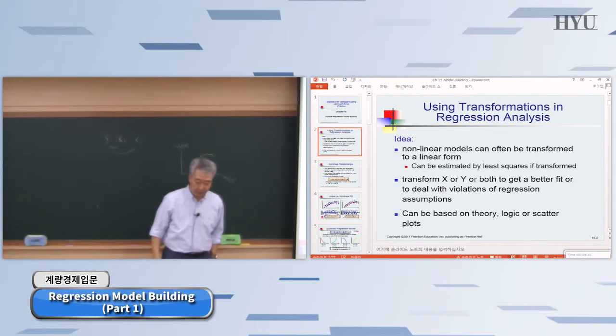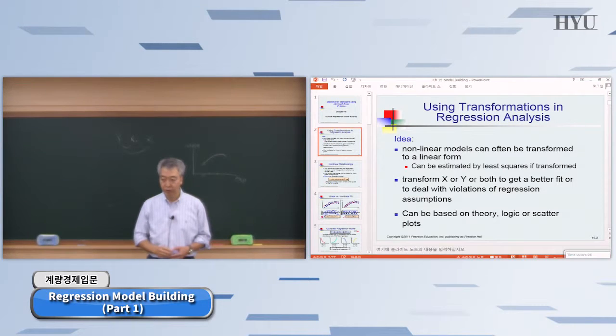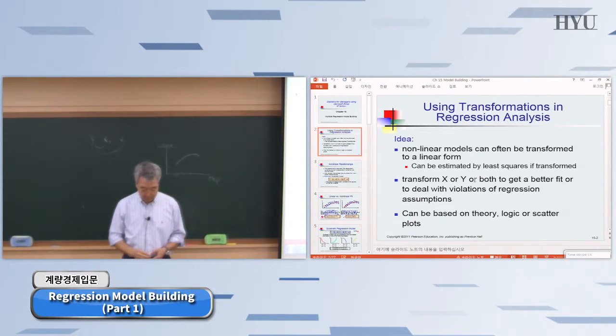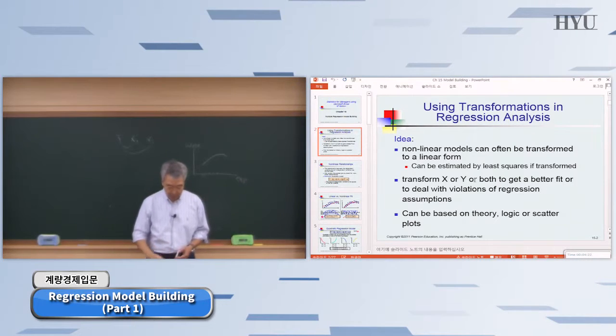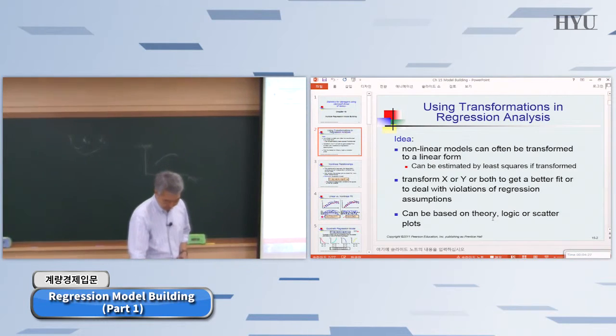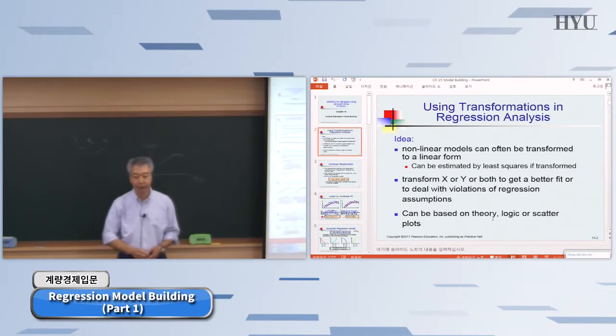So how do we handle this kind of nonlinear relationship, when we need to include that information in our regression? That's the first thing we're going to handle here. It can be based on theory, logic, or a scatter plot. Sometimes we can expect a nonlinear relationship based on theory.